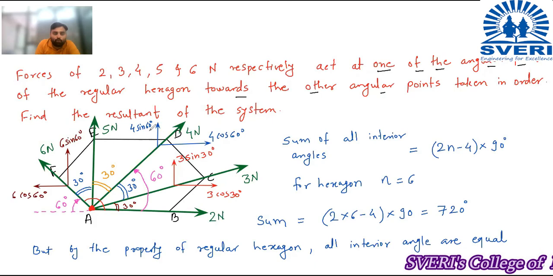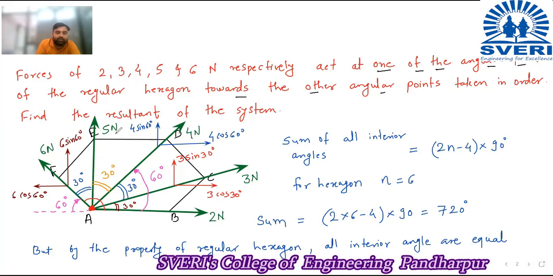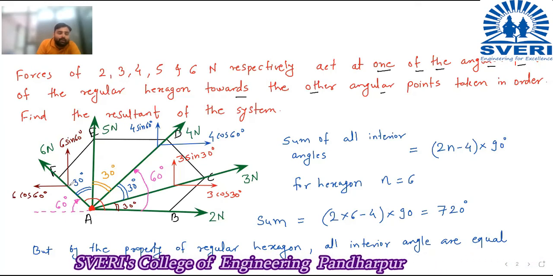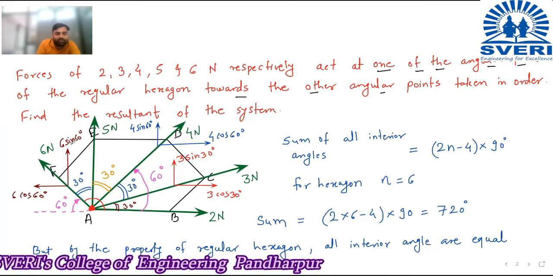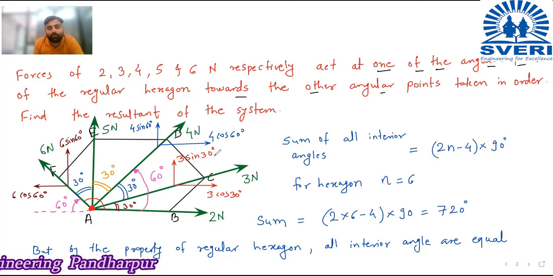The next force is 4 sine 60. 4 sine 60 is also positive. It is moving up. Then this 5 Newton, this is also positive. This is also moving up. And then this 6 sine 60. So this is also positive. Okay. So all the forces are positive over here.